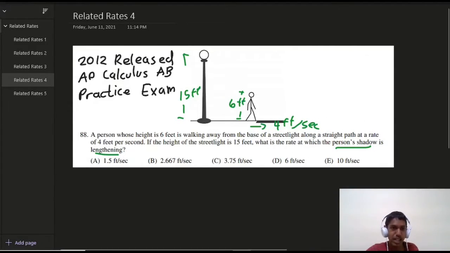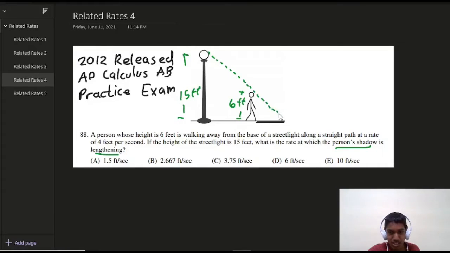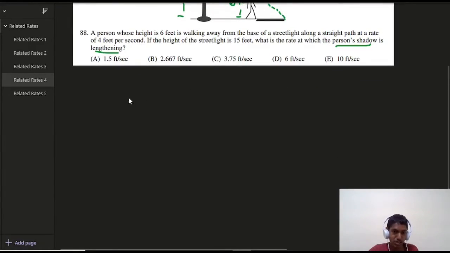Okay, so how is this person's shadow created anyway? Like, how would we figure out the length of the shadow? Well, how shadows work is, from the light source, they sort of extend like this. And so this length, whatever this length is, after you extend down this way, is going to be the length of the shadow. So let's make this drawing a little clearer.